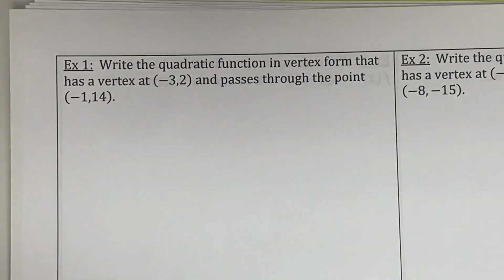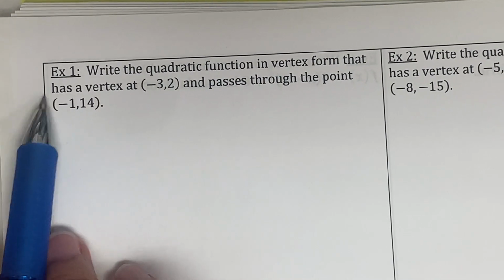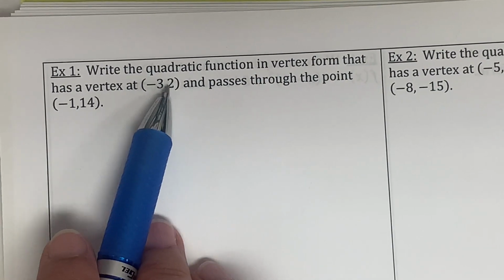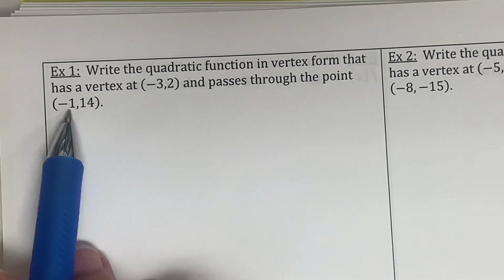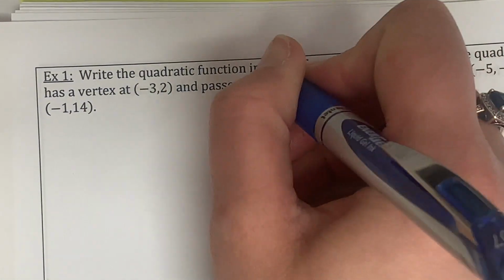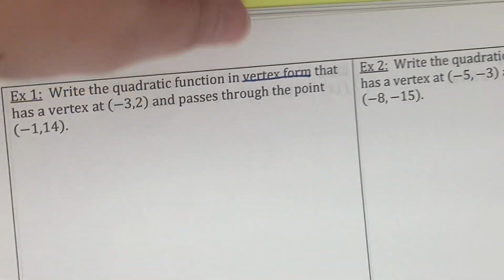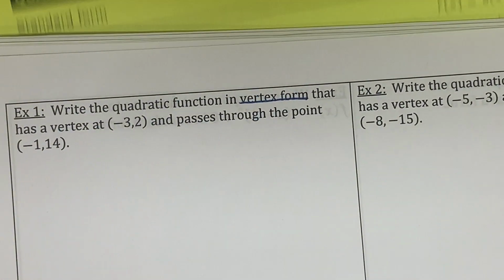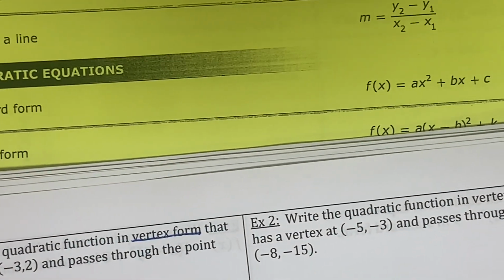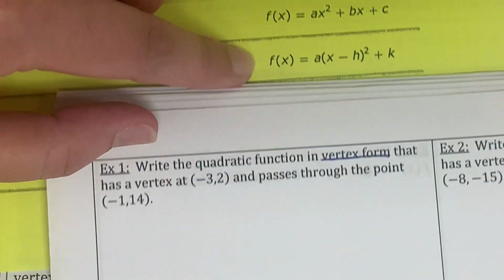It says write the quadratic function in vertex form that has the vertex at -3, 2 and passes through the point 1, 14. I need the equation written in the vertex form. So first thing I do is I copy down the vertex form from my reference chart. I have it in front of me, and all I'm gonna do is copy down that equation.